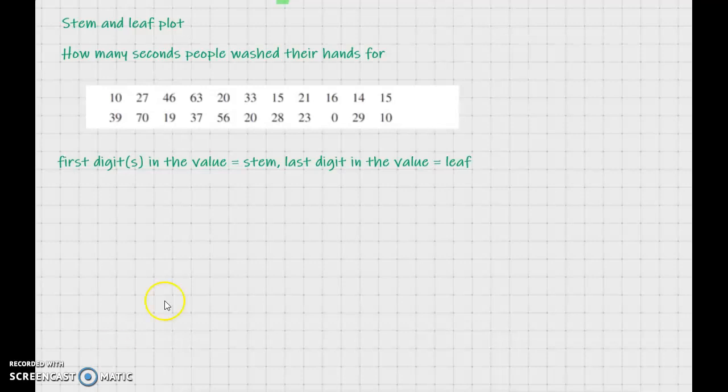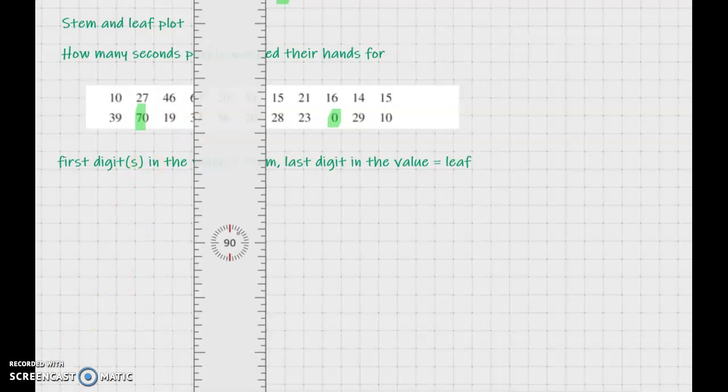I can see that the lowest number, some dirty bugger didn't wash their hand, is 0. And the highest number is someone particularly overzealous, 70 seconds. And I also think I will go up by tens. So each group of 10 will have its own stem. Again, get your ruler out so you can draw a nice straight line.